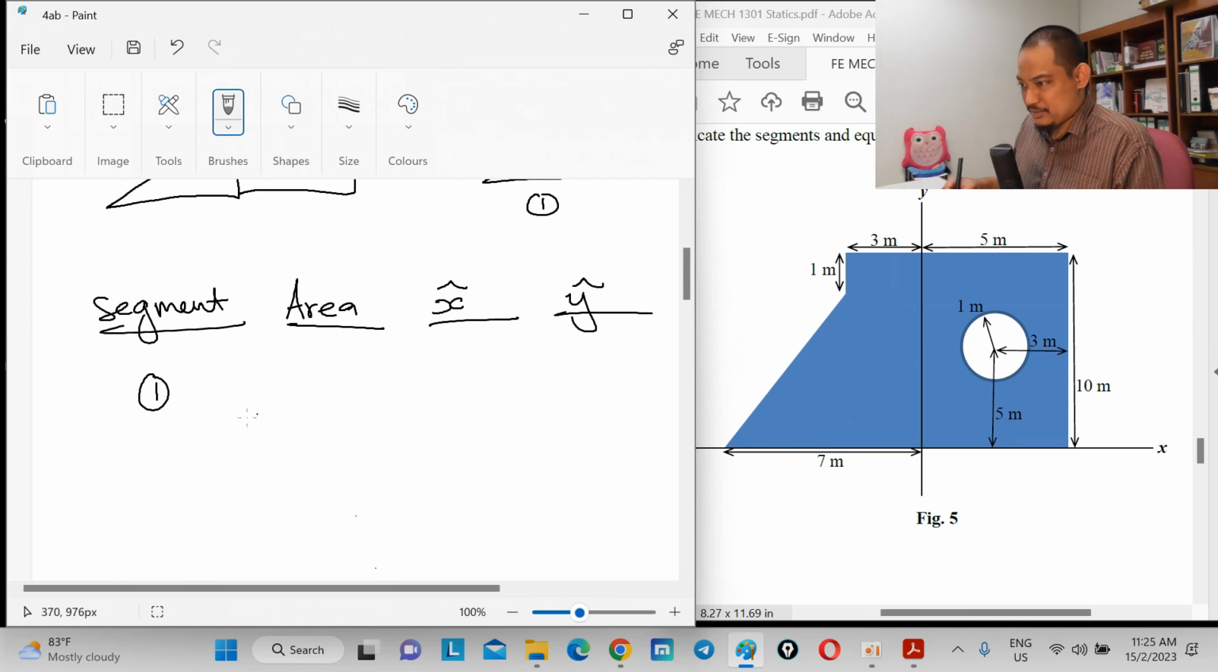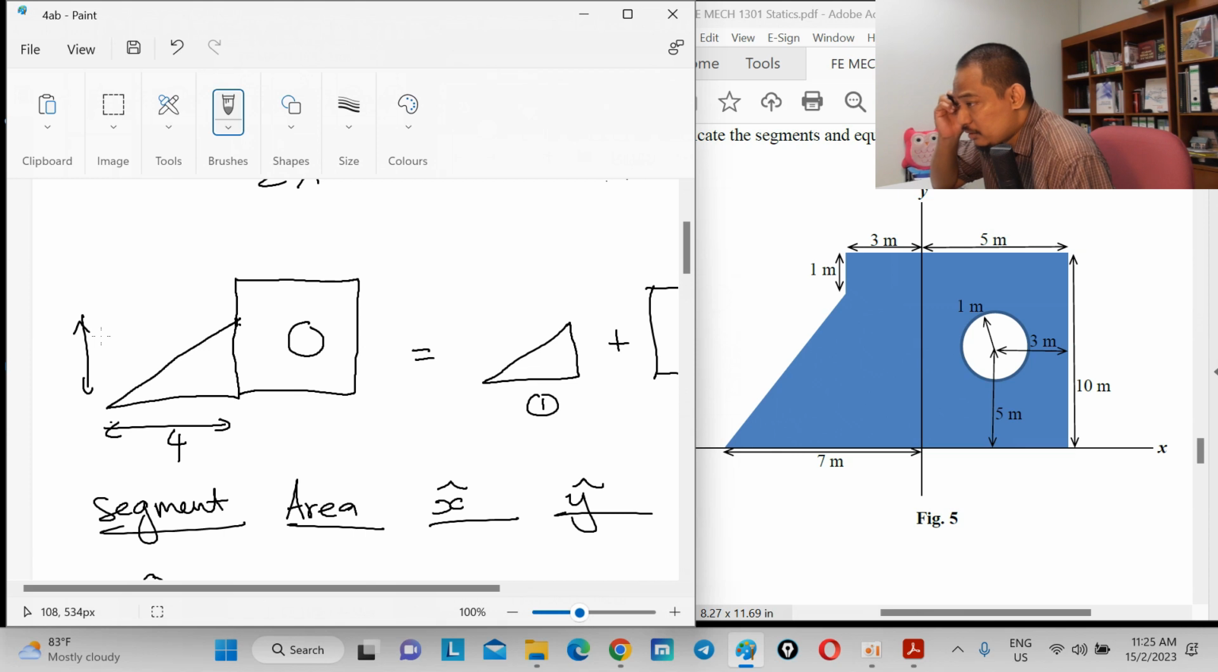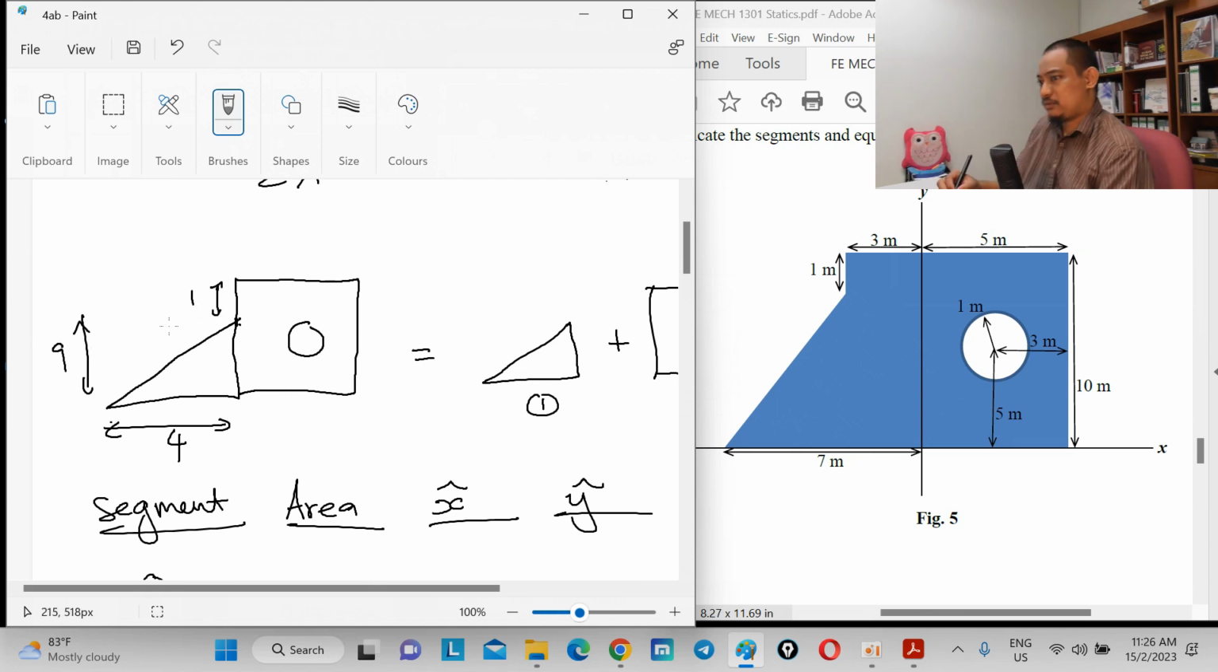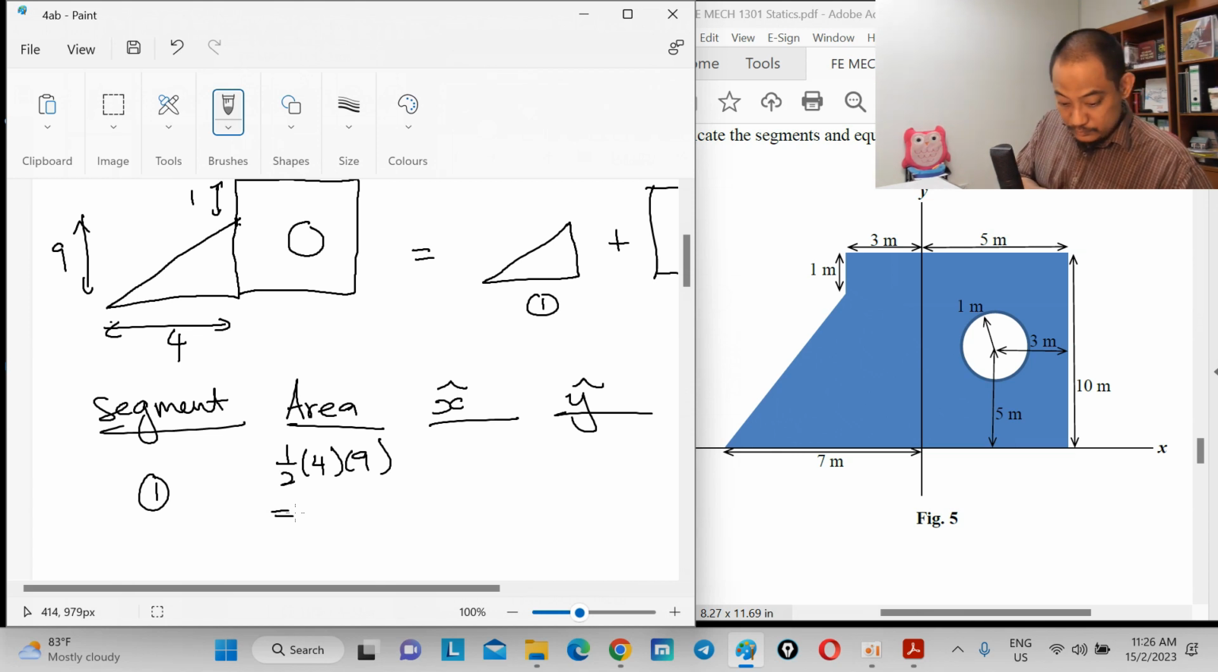So the area is simply based on this triangle. Normally on paper it's easier to sketch. So this, 7 minus 3 is 4, right? And then this, 10 minus 1, it's 9, is it? Because this is only 1. This whole thing is 8. Okay, so the area is half times 4 times 9 equal to 18.